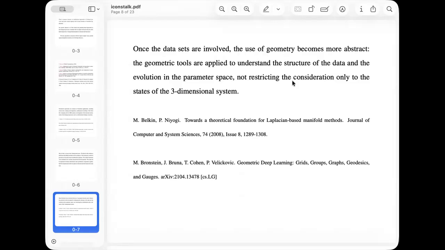In the analysis of datasets, the use of geometry may become more abstract or conceptual. The geometric tools are applied to understand the structure of the data and the evolution in the parameter space, not restricting the consideration only to the states of the three-dimensional system. There are a lot of techniques that implement this general idea in various specific ways, including methods that go back to the ideas proposed by Belkin and Niyogi, geometric deep learning, and other methods.